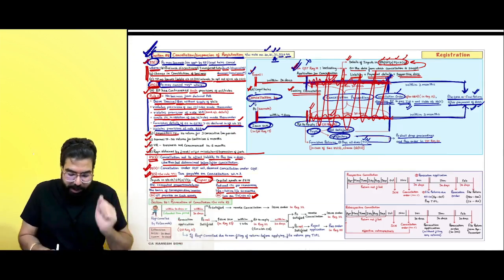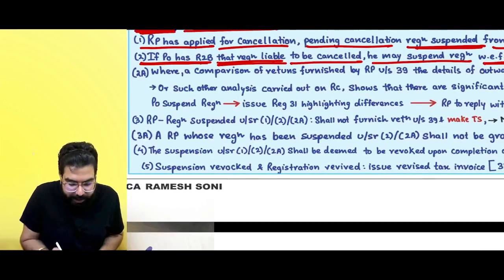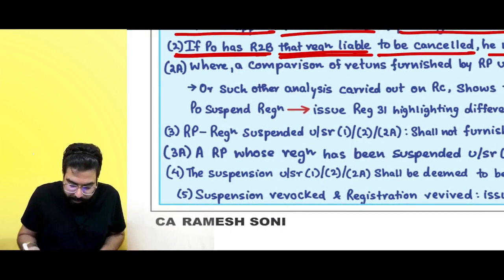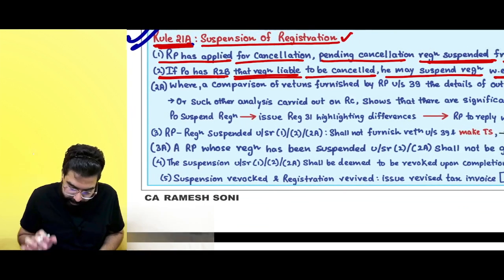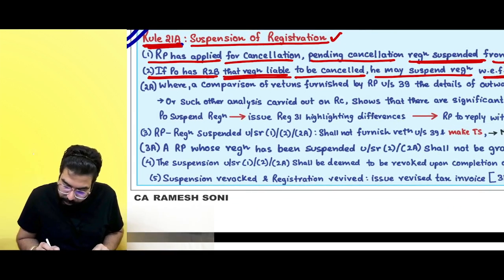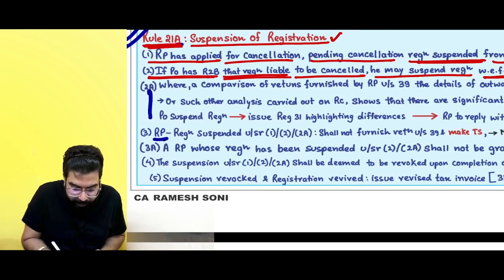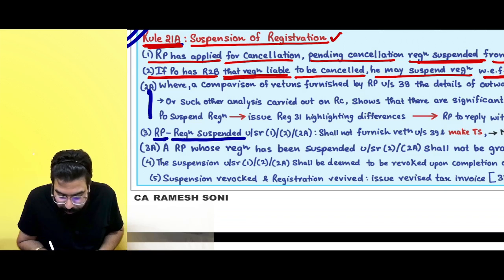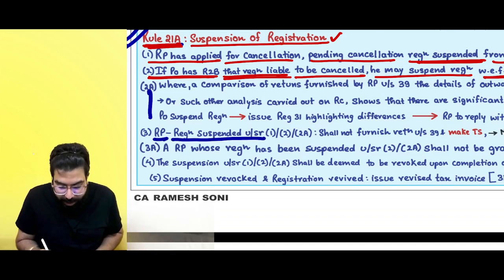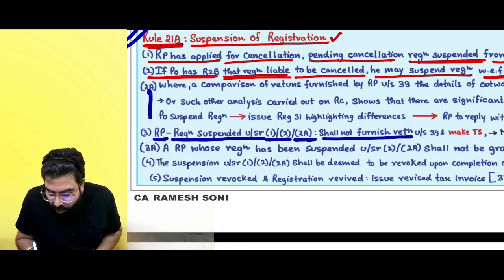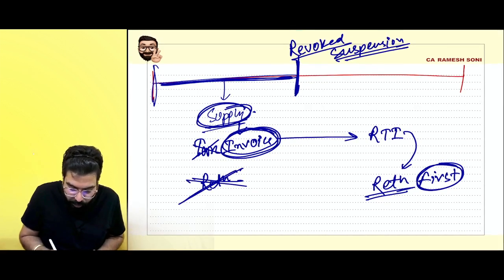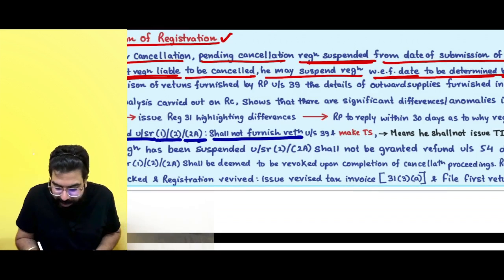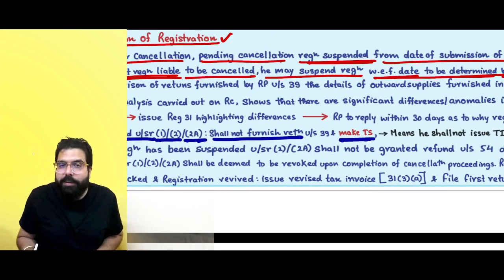See over here, everyone. They are telling, sir, where is it? Then it says, see, registered person, this I will talk about a little later. Registered person, registration suspended under sub-rule 1 to 2A, I'll talk about 2A, shall not furnish return. It means during this period, you don't have to furnish a return also. And you shall not make taxable supply also.